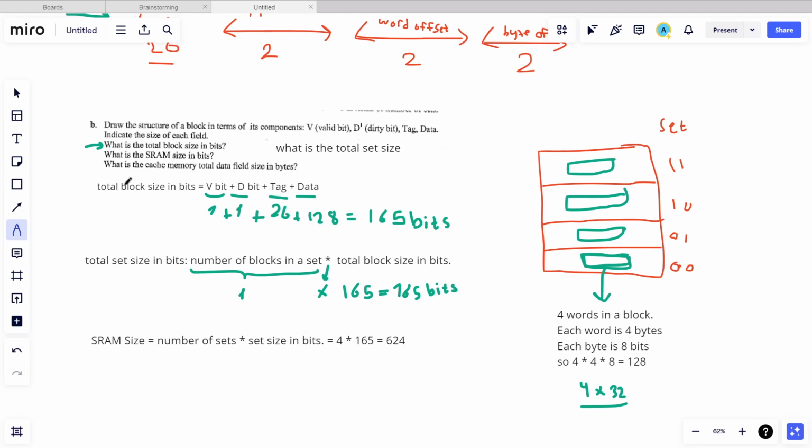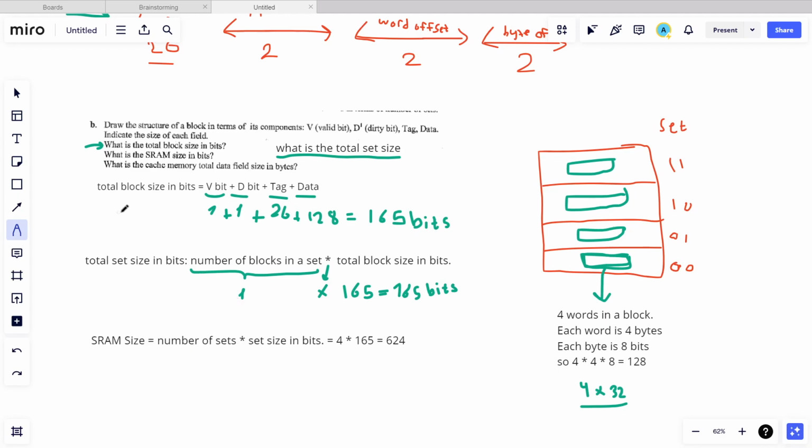Now, what we can tell here is that they didn't ask for the total set size, and total set size is very crucial because we're going to need it in order to find the SRAM size in bits. Maybe we got lucky this time because they didn't ask, because the total set size in bits is the same as the total block size in bits. But maybe in the next question they're not going to be the same. So we're going to get SRAM wrong, we're going to get total set size in bits wrong, and we're going to miss some points.